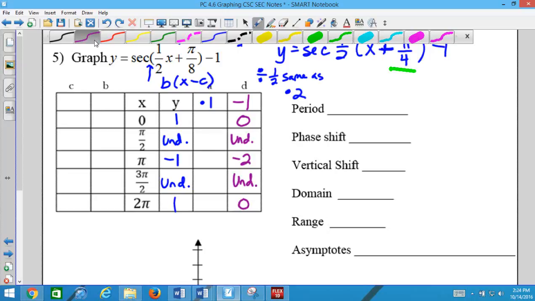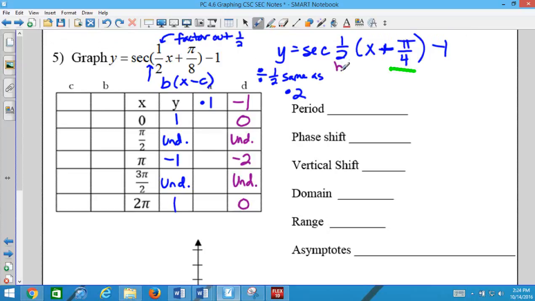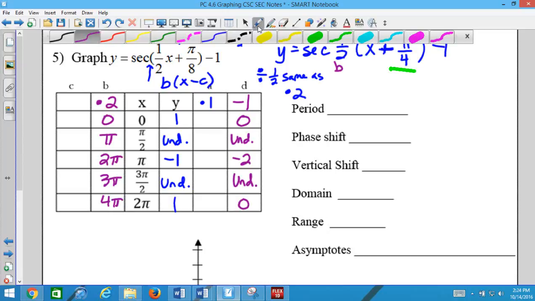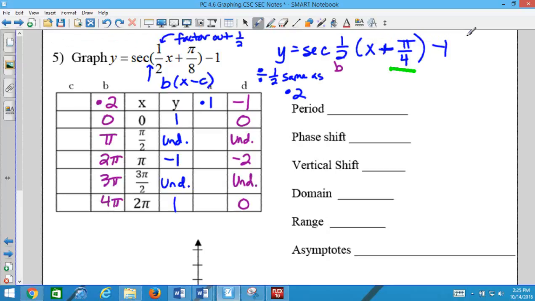So our b value is 1/2. But we always do what's opposite over here on the chart. So I'm going to multiply by not 1/2, I'm going to multiply by 2. And then our c value is pi over 4. And it's positive, so over here I'm going to do minus pi over 4.